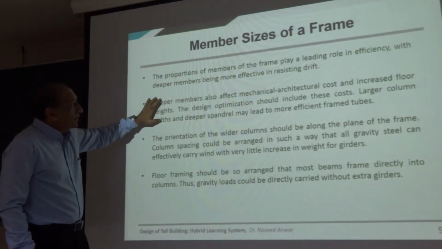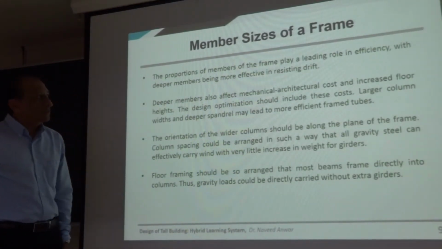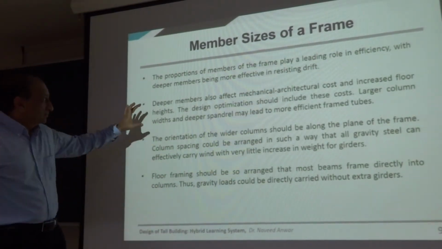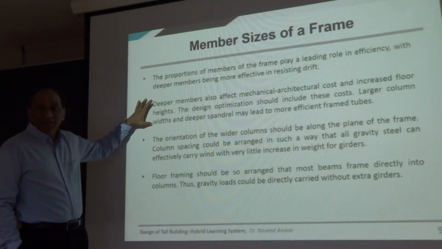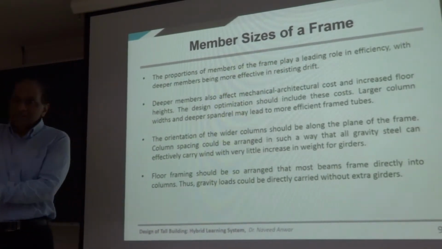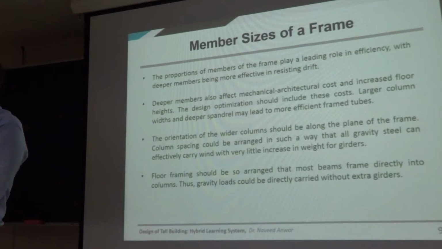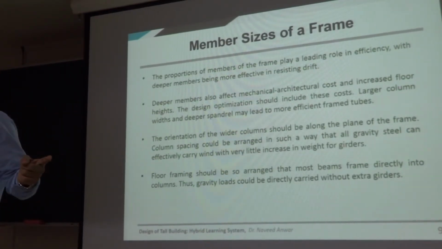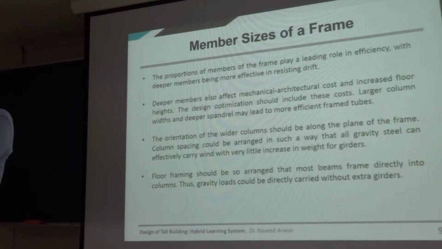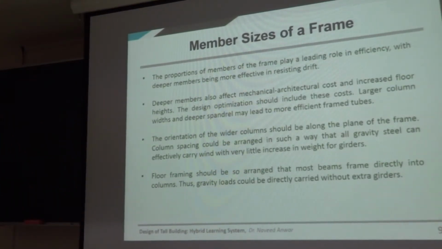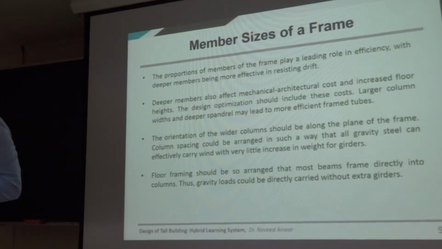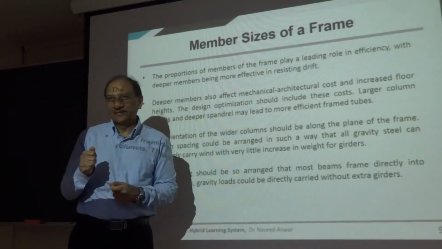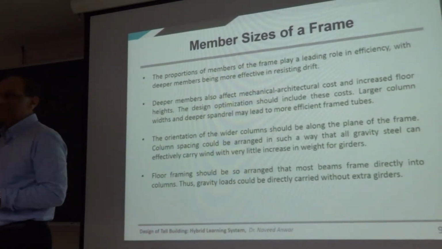For example, deeper members also affect mechanical and architectural cost and increase the floor height. This is an important thing to note here. So if your floor system is going to increase the floor height, now you see everything is opposite to each other. They want longer spans, smaller floor height, smaller columns, taller building. So they want everything which is counter logical. It's not logical, but that's the challenge.